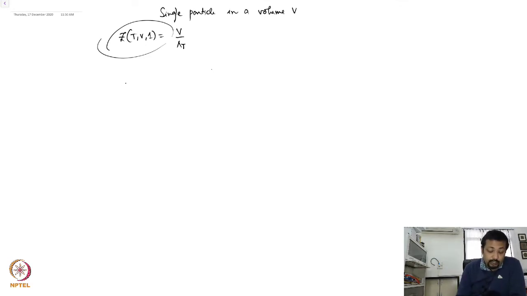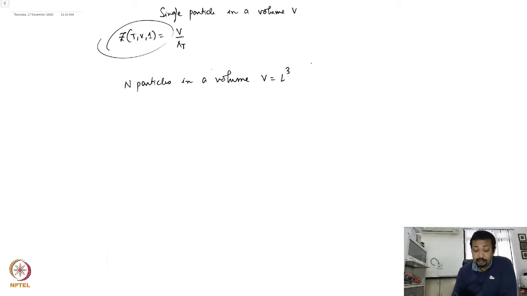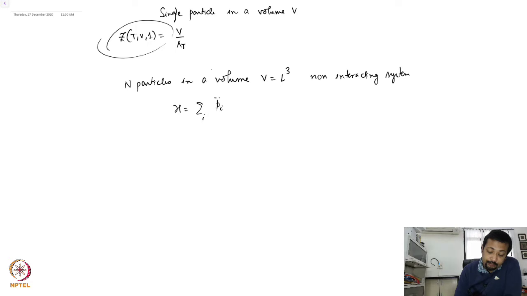So we now want to look at N particles in a volume V. We keep the same setup except that now I have N particles, and it is still a non-interacting system, so that the N particle Hamiltonian is the sum over i of p_i squared over twice m. Our goal is to calculate the N particle canonical partition function.